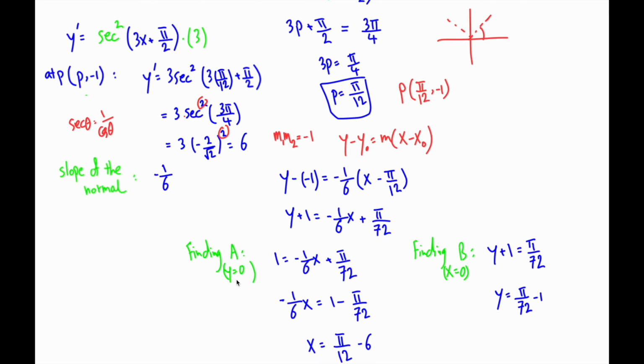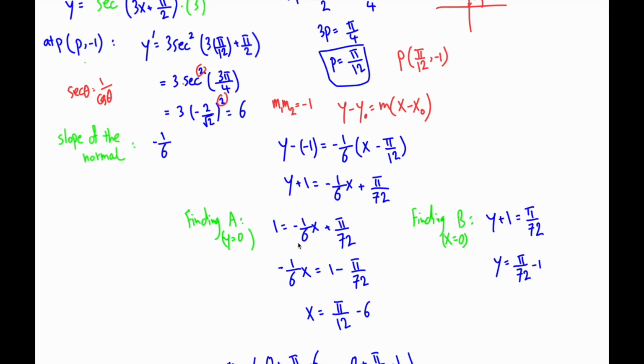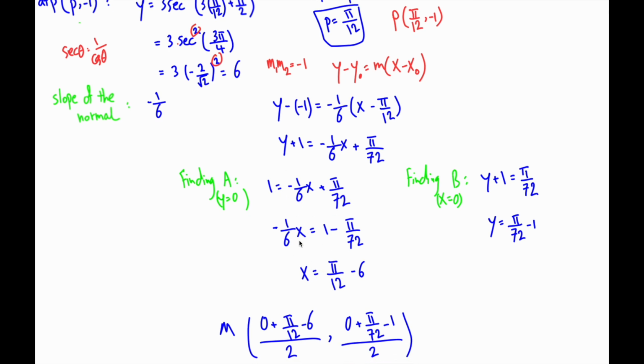So for x-intercept, y is equal to 0. I put the y equal to 0 and try to find the value of x. You need to isolate x. So bring everything else to the other side. And over here, I'm going to multiply everything by -6, which results in x being pi over 12 minus 6.